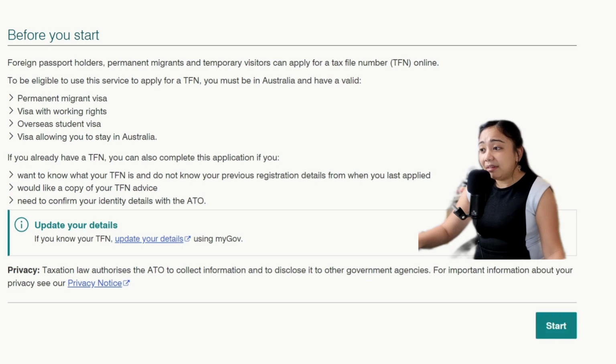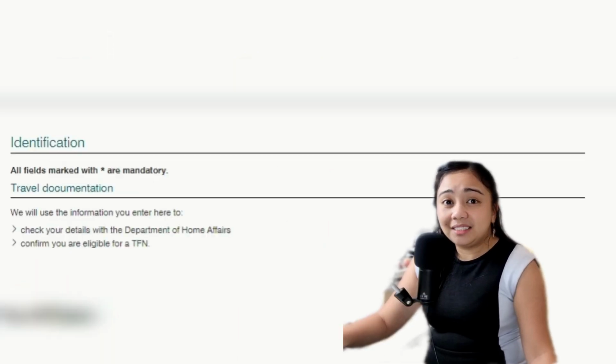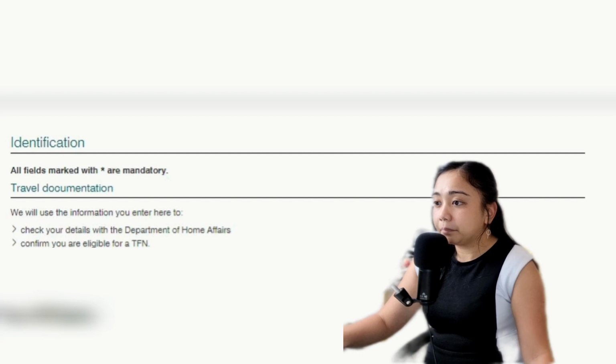And if you already have a TFN, you can also complete this application if you want to know what your TFN is and do not know your previous registration details from when you last applied, if you would like a copy of your tax file number advice, and if you need to confirm your identity details with the ATO. After clicking Start, it will take you to the identification page. All fields marked with an asterisk are mandatory.